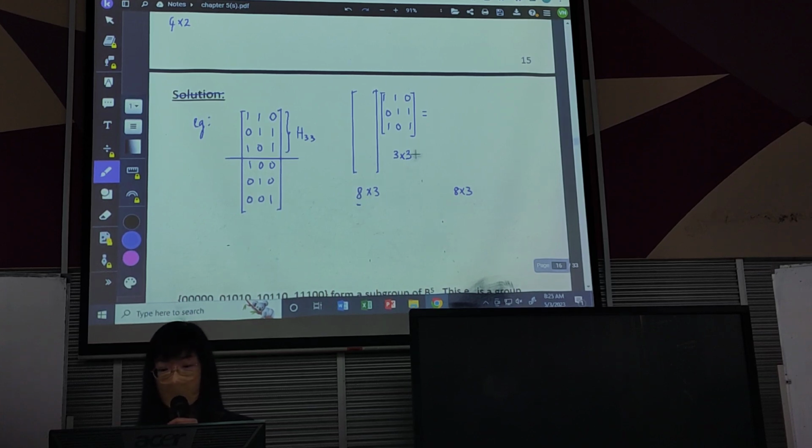Look at the row and the column here. The outcome. If you want to determine the two matrices can multiply or not, we look at this one and this one, right? If they are the same, they can multiply. And after multiply, what is the outcome of the matrix? We look at this one and this one.